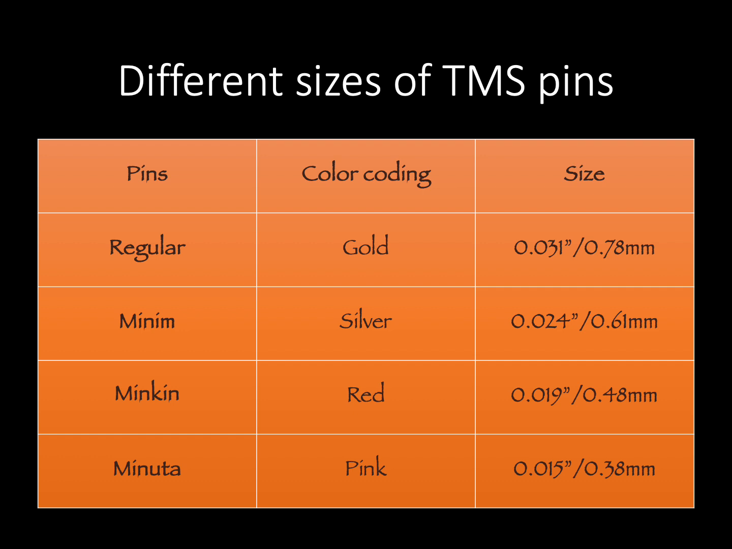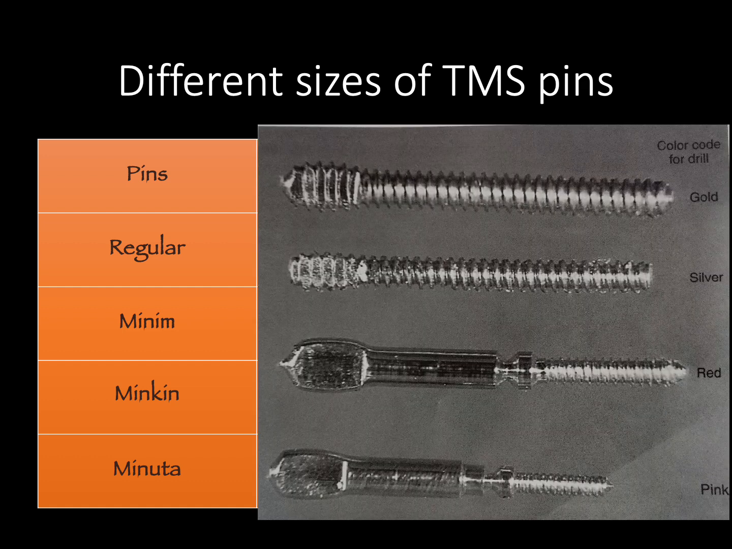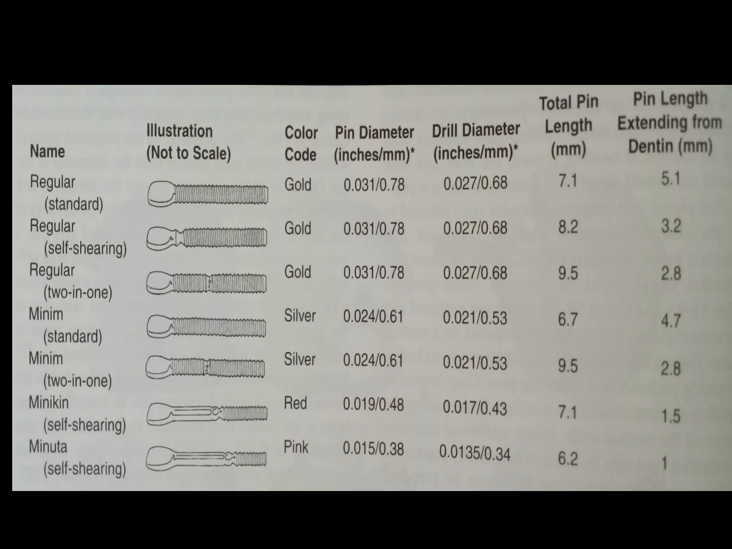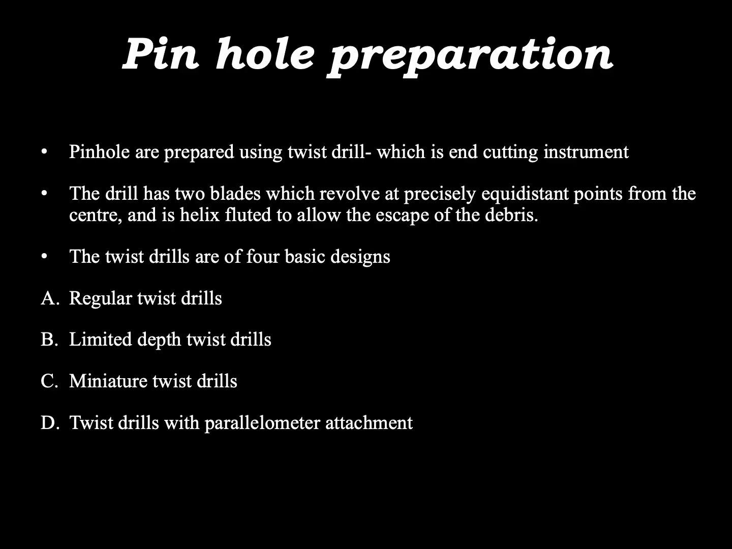There are different types of thread mate systems. These pins are regular, minim, minikin and minuta, and they have color coding and various sizes available. So this is the color coding, which is regular, which is gold, minim, which is silver, minikin is red, and minuta is pink. The other types of TMS system are regular standard, regular self-shearing, regular 2-in-1, minim standard, and again minim 2-in-1, minikin self-shearing, and minuta self-shearing.